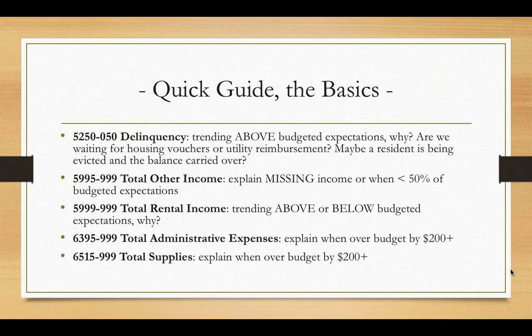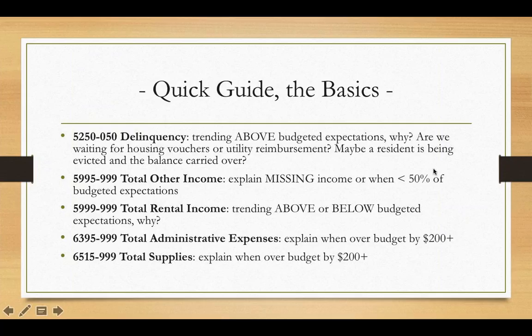Okay. Some of them use a specific flat rate, like $200. Others, like 5950-999, our total other income right here, when it's less than 50% of budgeted expectations, you have to explain that.